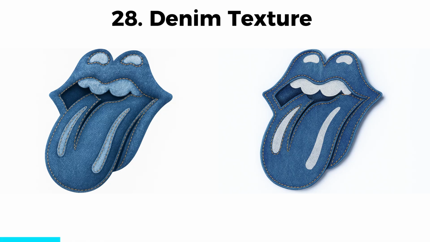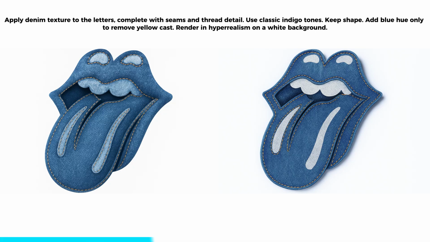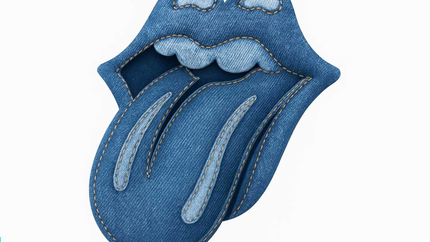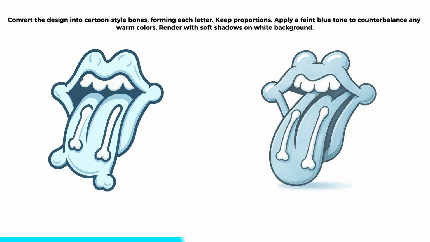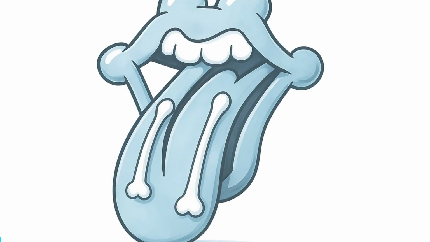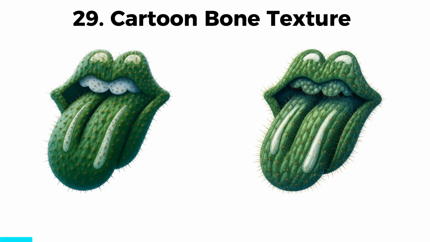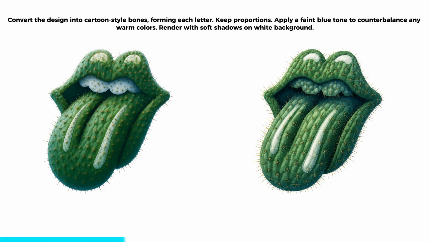Detailed denim with seams, fits fashion design, workwear brands, or Americana visuals. Clean bone texture, stylized and bold, fits games, toys, or Halloween packaging. Cactus surface with visible spines, works for desert branding, drink labels, or organic design.